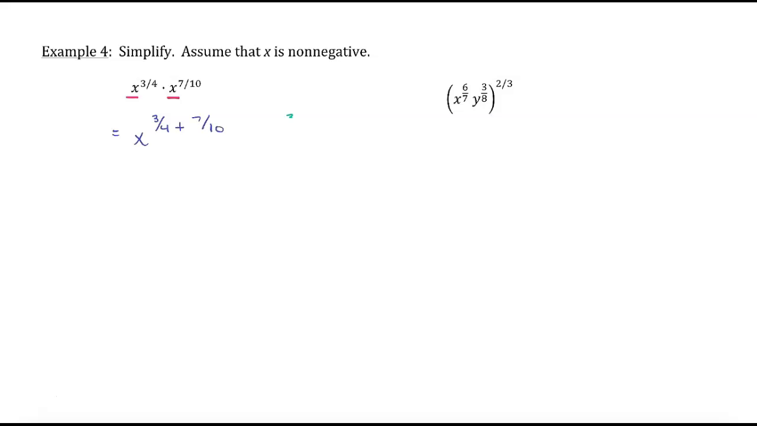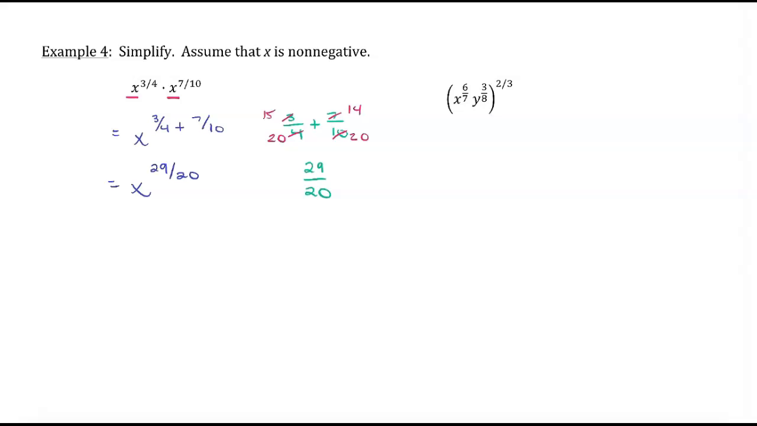Let's consider how we might add the two fractions 3 over 4 and 7/10. The least common multiple of 4 and 10 is 20, so we'll get a common denominator of 20. Multiplying 3/4 by 5 over 5, we have 15 over 20. Multiplying 7/10 by 2 over 2, we have 14 over 20. Now we can combine the numerators since we have a common denominator. This becomes 29 over 20. So back to our exponents, we have x raised to the exponent of 29 over 20.